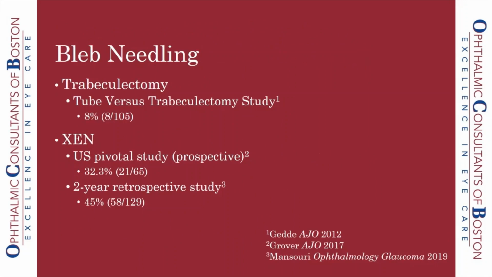A lot has been said about the bleb needling rate after Zen implantation. Again, by comparison, the trabeculectomy group of the tube versus trabeculectomy study had an 8% rate of bleb needling. The Zen studies seem to show a higher degree of bleb needling. In the US pivotal study, 32% of Zen patients required bleb needling.